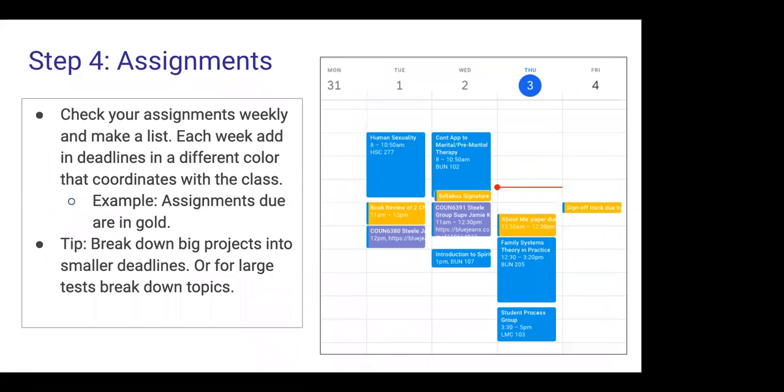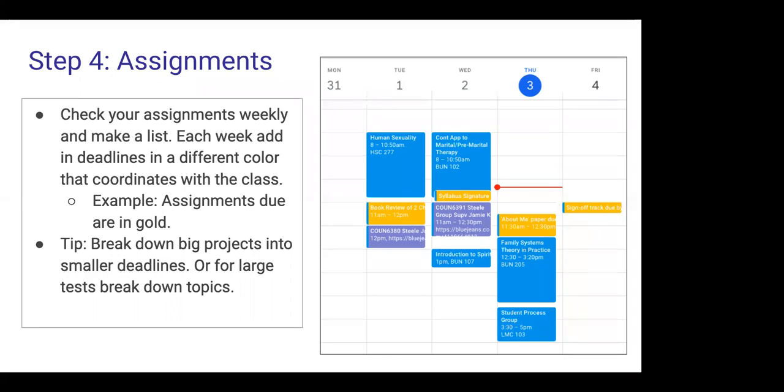The next step is assignments. So it's important to be able to check your assignments weekly and make a list just so it doesn't pile up and maybe you don't fall behind with things. So each week, adding in a deadline in a different color that coordinates with the class. So for maybe normal things that you need to have due each week, like a reflection of the reading for the week, having it in a certain color. If it's something that is maybe a heavier assignment, like a paper or an exam, maybe doing it in a different color, like red, so it stands out more.